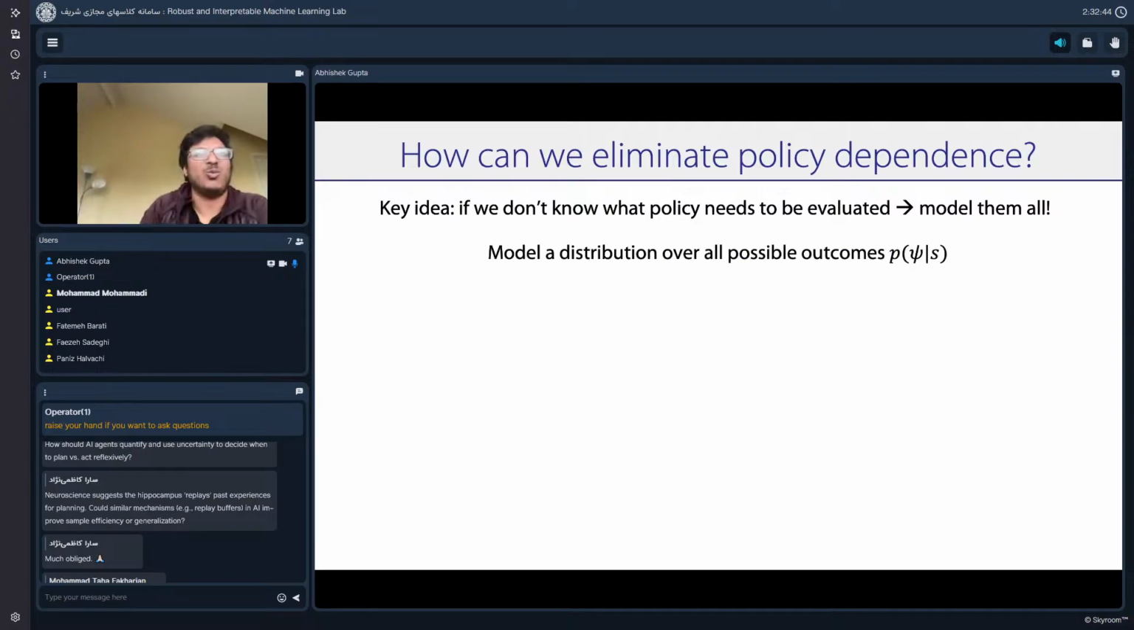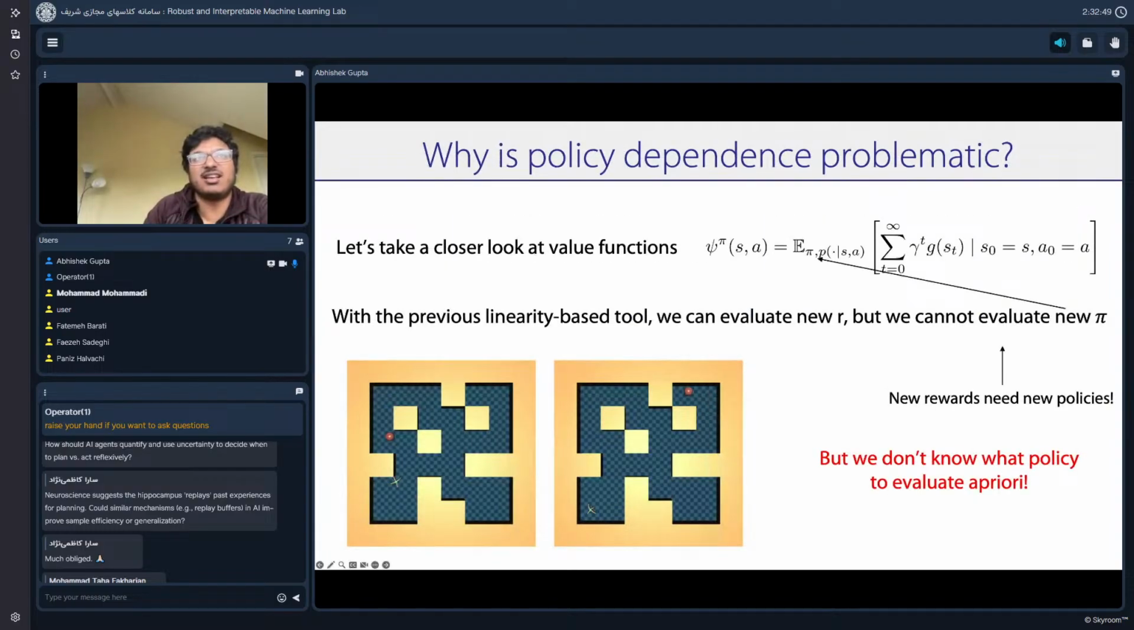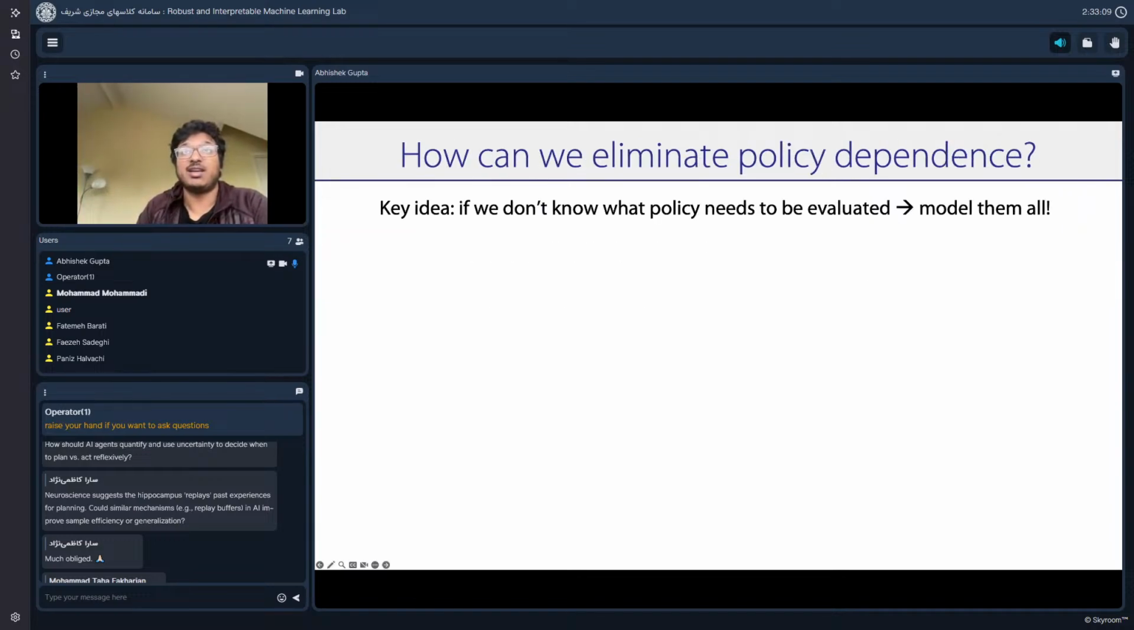And so one way of thinking about it is, let's call this function psi an outcome distribution or an outcome function. It's saying that if you have a vector valued function g, psi is a sum of that vector valued function g over time, right? So it's essentially saying what is the cumulative feature over time, but it's for a particular pi. We don't know which pi is going to come. So let's just model the distribution over all possible pi's, right?